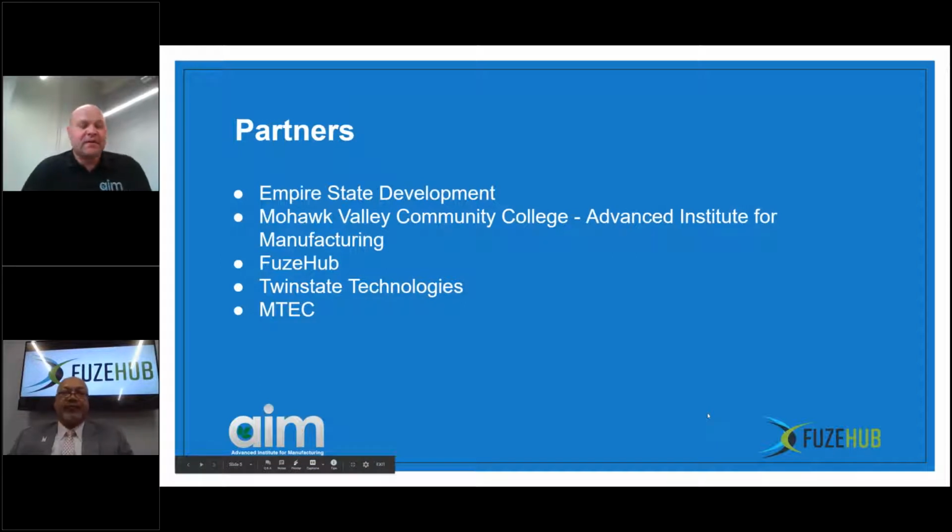All successful grant programs are made possible through the strategic partners which we align ourselves with. The first partner, as you see on your screen here, is Empire State Development. This is the origin of the grant. The money for the grant flows down through ESD. And then next you see Mohawk Valley Community College and the Advanced Institute for Manufacturing. We are the recipients of the grant and the administrators of the grant on a statewide level. And then finally, you see our 3 strategic business partners, which we have aligned ourselves with for this grant, and that is Fuse Hub, Twin State Technologies, and MTech.